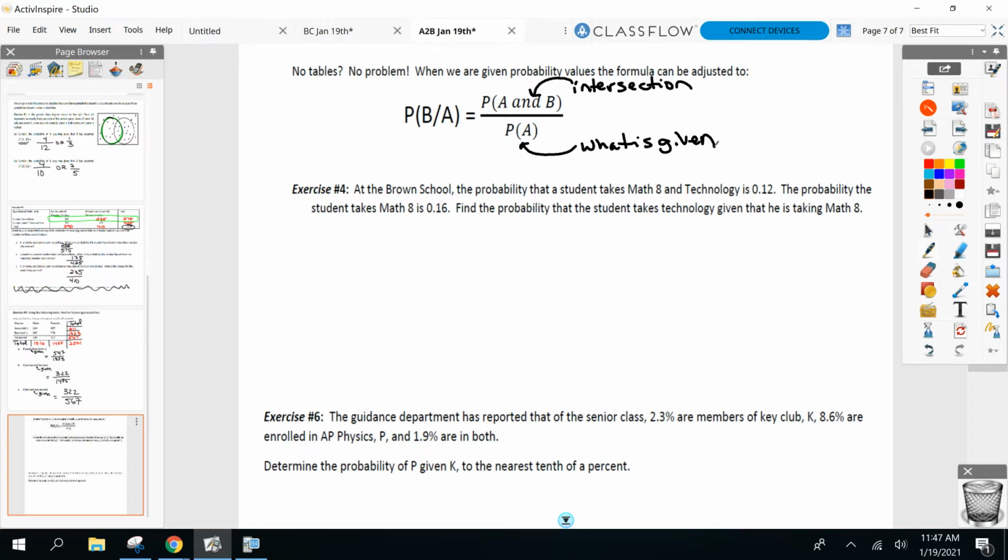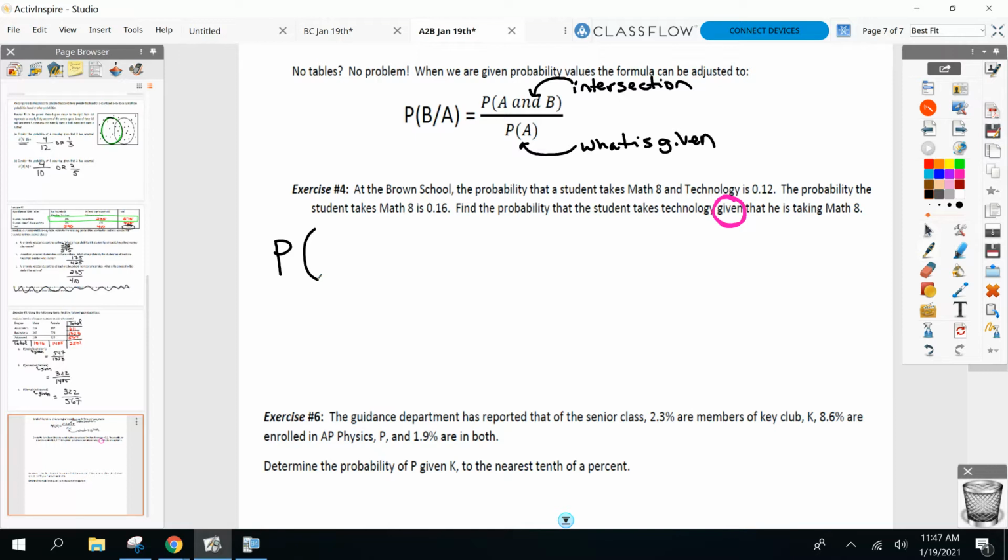All right, question, here it is. Let's read the question again together. Find the probability that a student takes technology, there's the word that I know it's conditional probability, given that he is taking Math 8. So we already know he takes Math 8. What's the probability out of all the Math 8 kids, they take technology? No table to look at though, right? No table. So first, let's write this symbolically. Is everyone all right if I do T for tech and M for math?